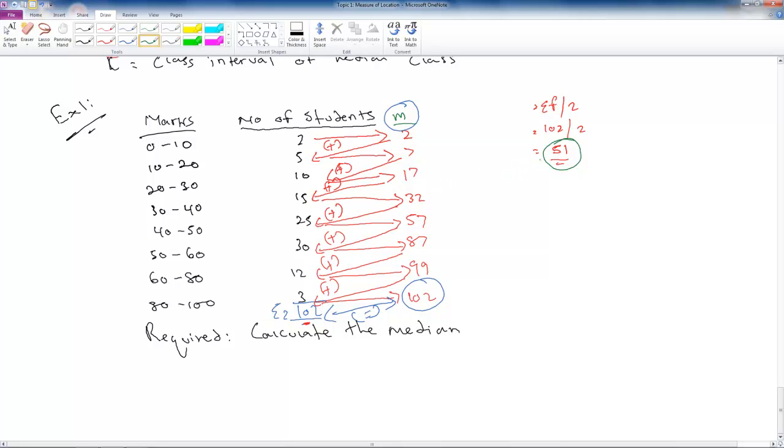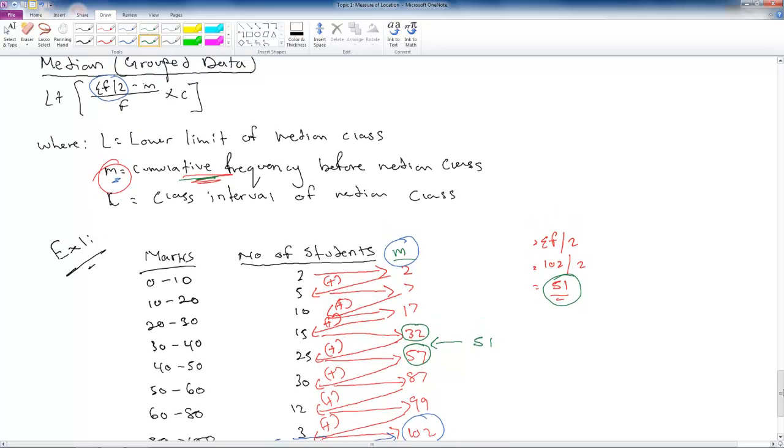Third step, you take this 51 and find out which range it comes under. So this 51 comes under between 32 and 57. It comes under that range, 32 to 57. So that is the third step.